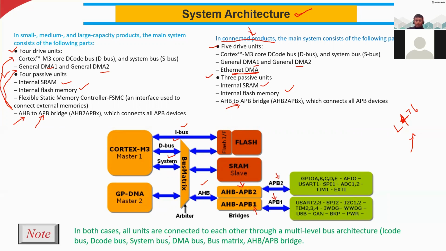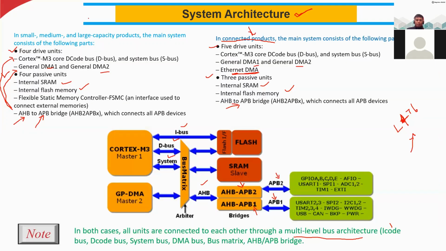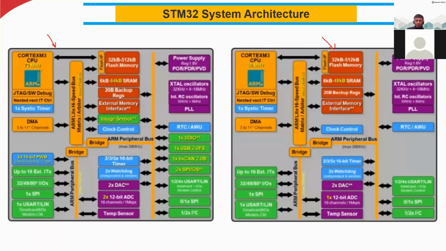So in both cases, all units are connected to each other through a multi-level bus architecture. Here we have multi-level bus architecture: I-code bus, D-code bus, system bus, DMA bus, bus matrix. So everything is here, multi-level bus. These are the actual architectures of these 2 cores. This we had seen. So here you can see how the architecture looks like.